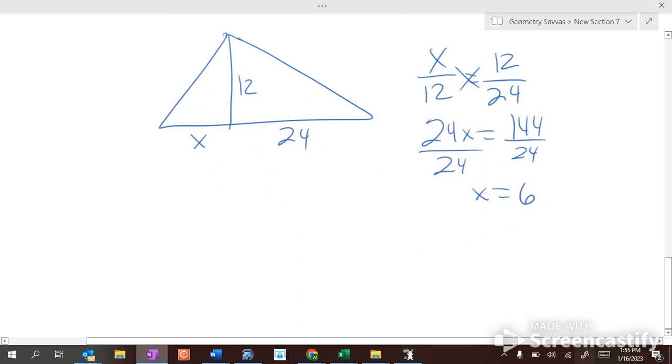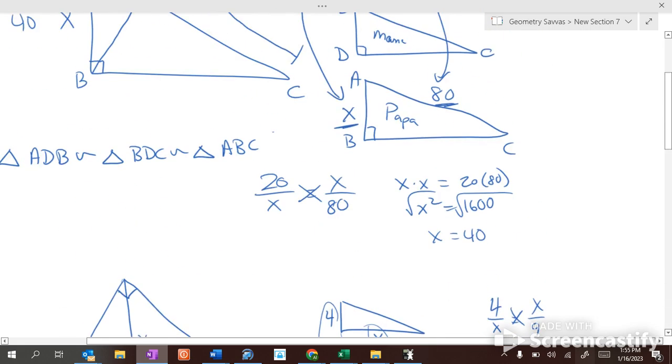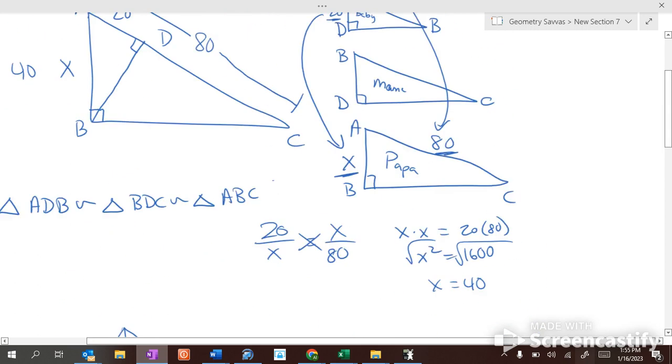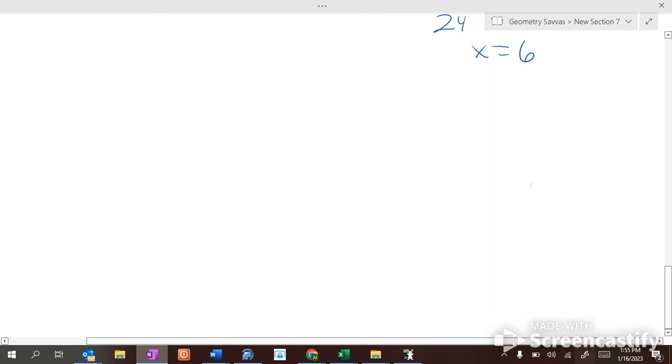Okay, so we can do this. Now, there will be a couple that aren't like this, that will be basically like this. Let's do one more of those. And then I'm going to give you a worksheet to get some more practice on this.